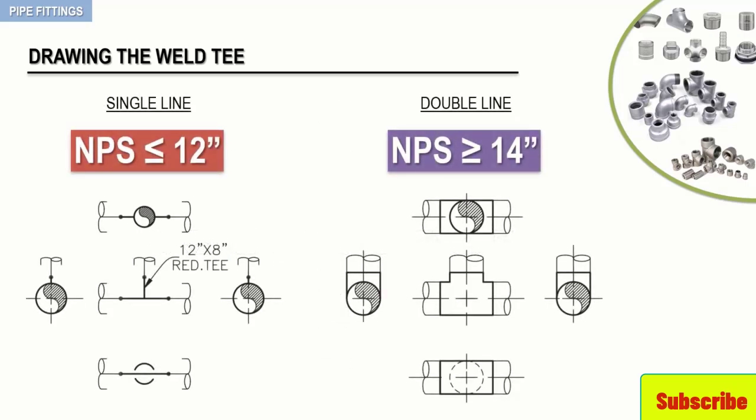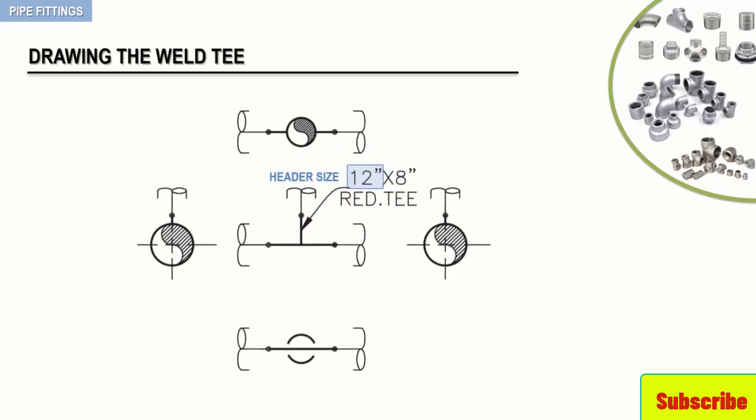The next figure shows the drawing symbols derived from the 90-degree rotations of a straight and reducing tee. Remember, a call-out, as seen here, is always needed on the reducing tee to identify the header and branch sizes. The header size is always shown first in the note, then the branch size.